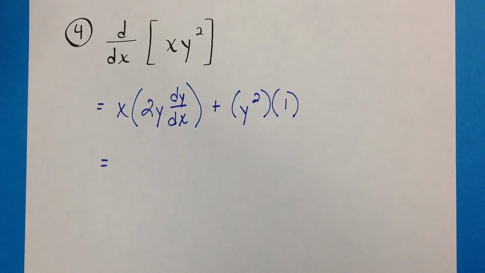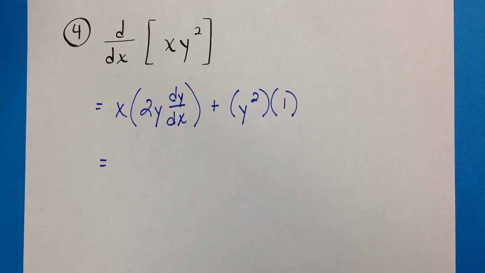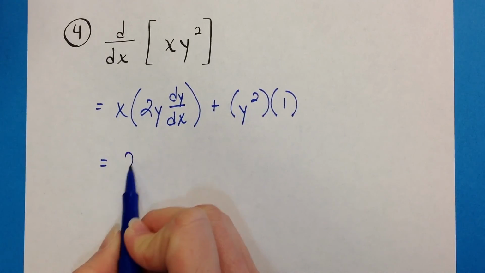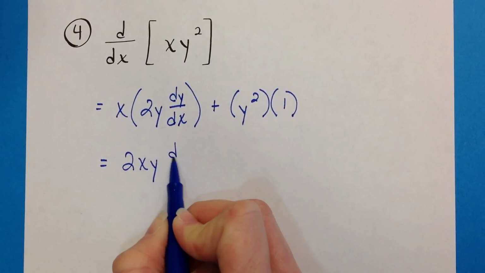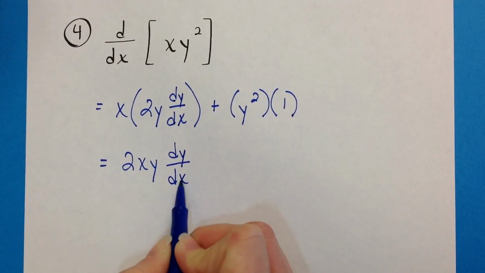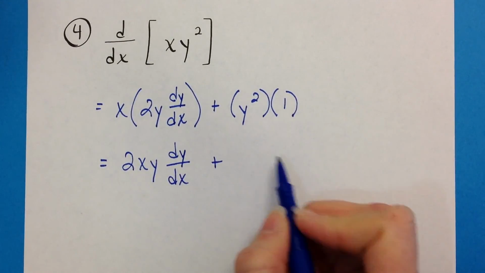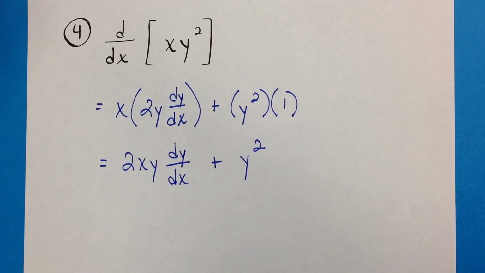Okay, so just rewriting this so things look a little nicer here. You could write this as 2xy dy/dx plus, of course, y squared times 1 would just be y squared.